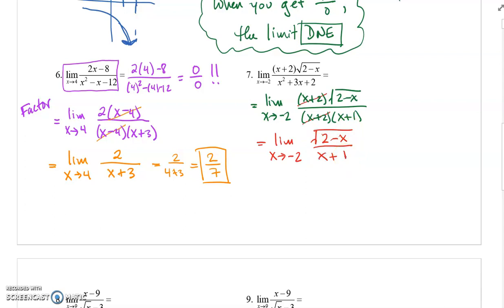So we simplify it until we get to the part where I can just straight up plug in. And that's the square root of 2 minus -2 over -2 plus 1. And that's the square root of 4 over -1. So that is -2. Okay. Also, notice that I don't write limit at that last part. I have to keep writing these limits until the moment where I plug in numbers and just evaluate numbers. Okay, moving right along.